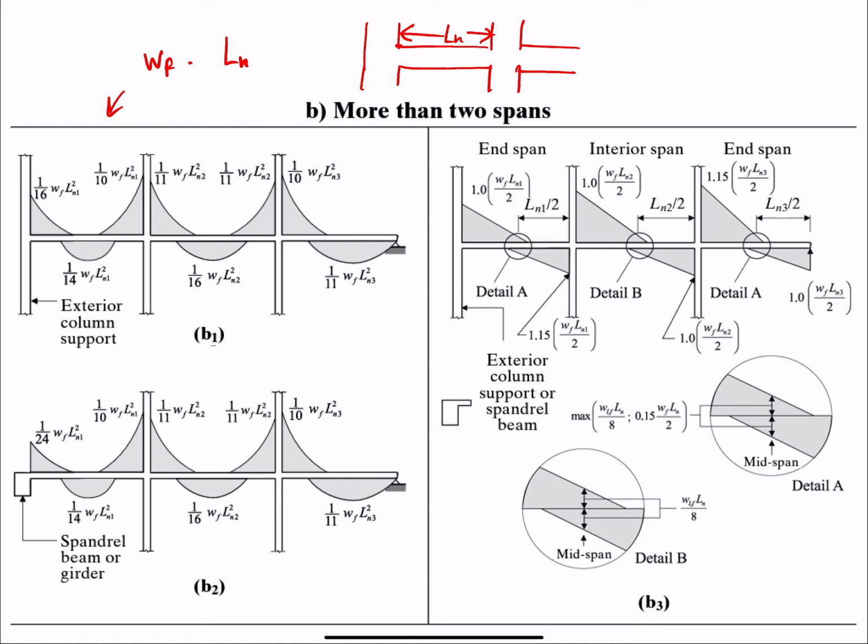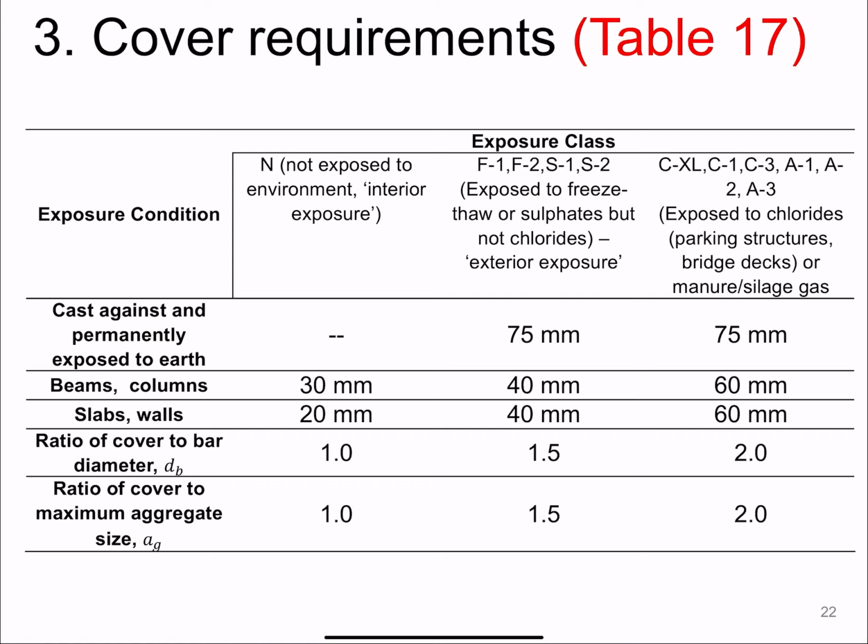So once you have found the moments and the shears, you're going to do the cover requirements. Cover requirements is the same table that we had from before, and now we are going to be focusing on slabs. Slabs that are here for normal exposure, and then the freeze and thaw category, the chloride categories that we have here. So depending on those categories of exposure, you would select your clear cover.